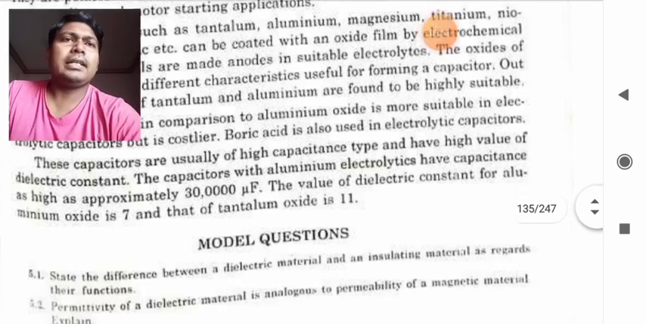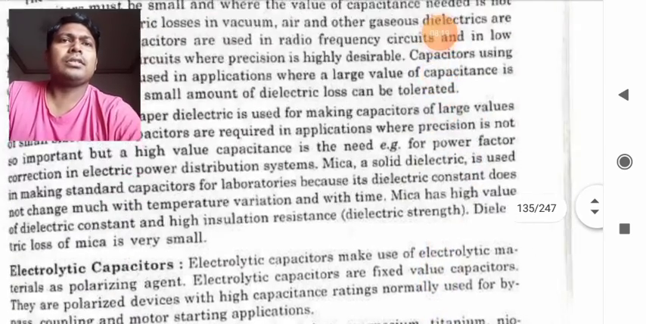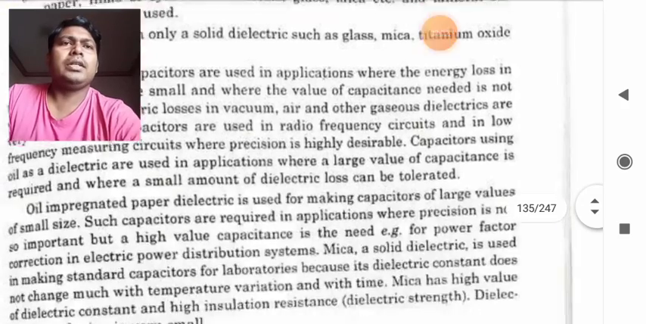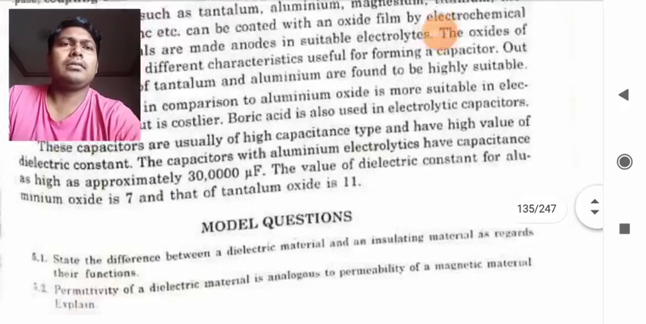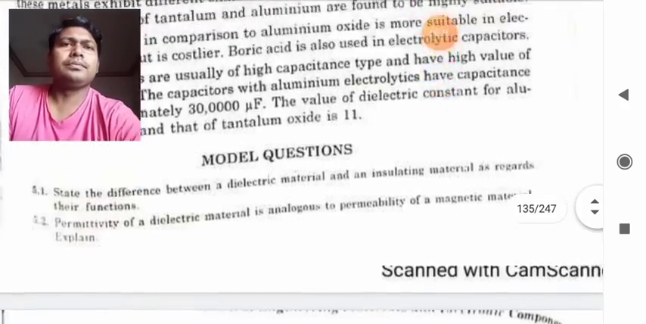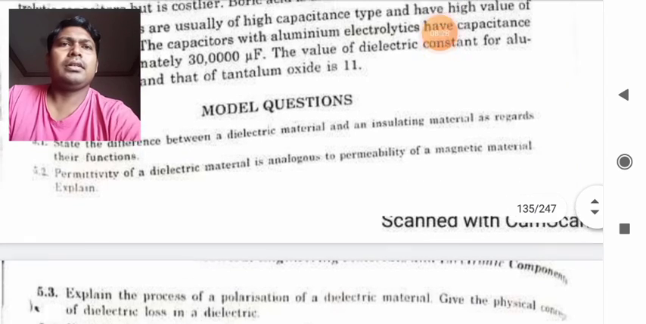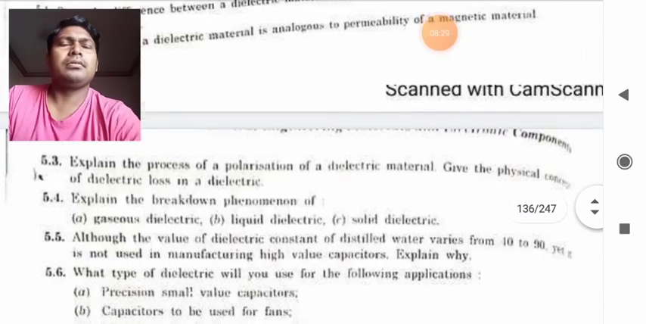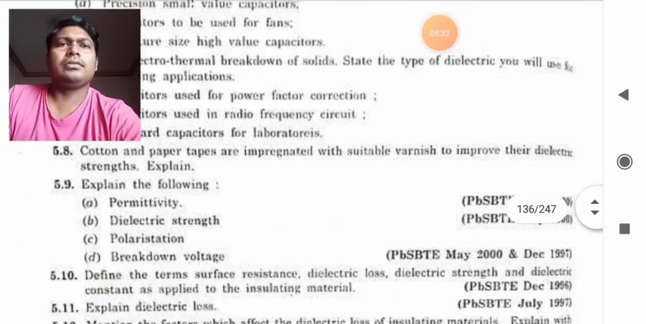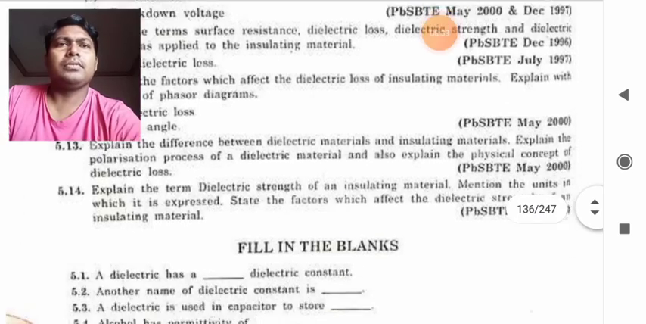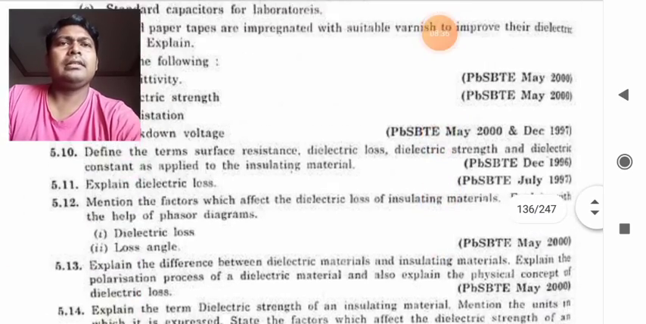So students, this ends this chapter. You just try to make a note of these questions also, so that you will understand this chapter thoroughly. If you have any problem with these questions also, do not hesitate, ask us.